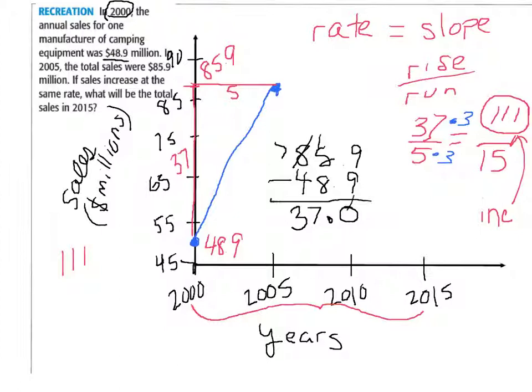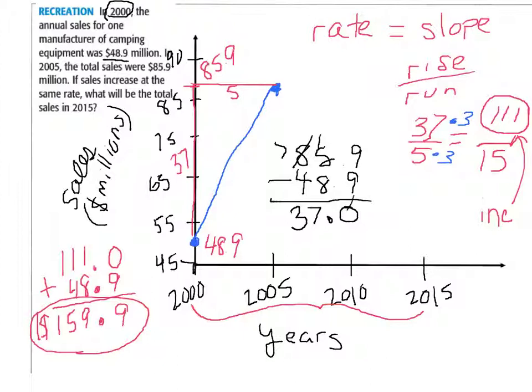Now again, line up your decimal points. There is no decimal point in 111, so I have to put one in there and add a 0 so I can line it up with my 48.9. And I'm going to add that. So I'm going to end up in 2015 with $159.9 million.